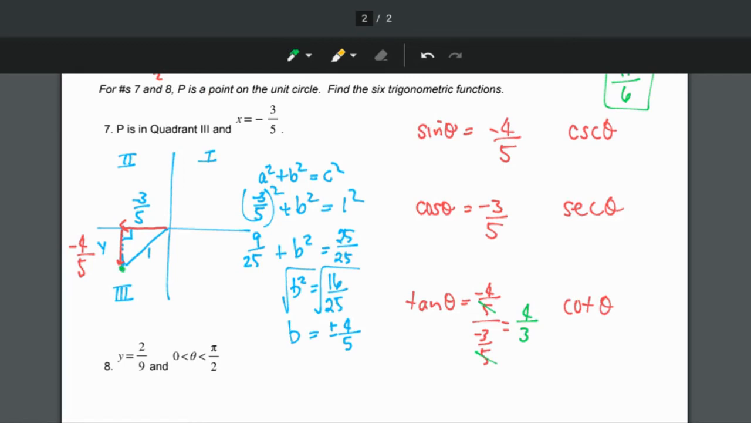If it helps, label this point at -3/5, -4/5, so you don't mix up which one is x and which one is y. For the other 3 reciprocal functions, these are easier because all we need to do is flip them over. And there you have your 3 reciprocal trig ratios.